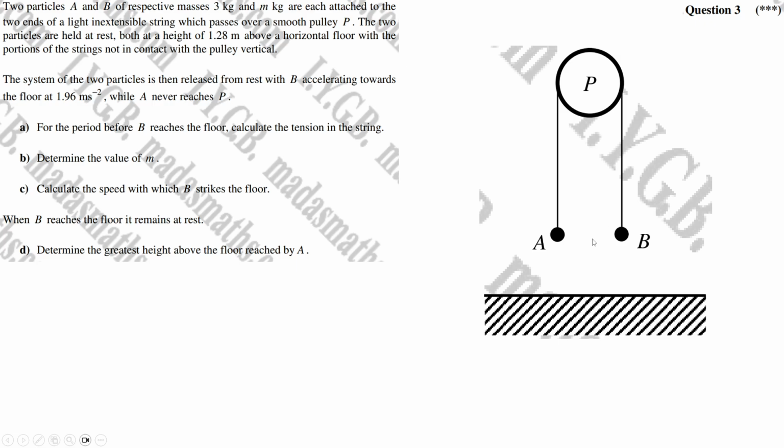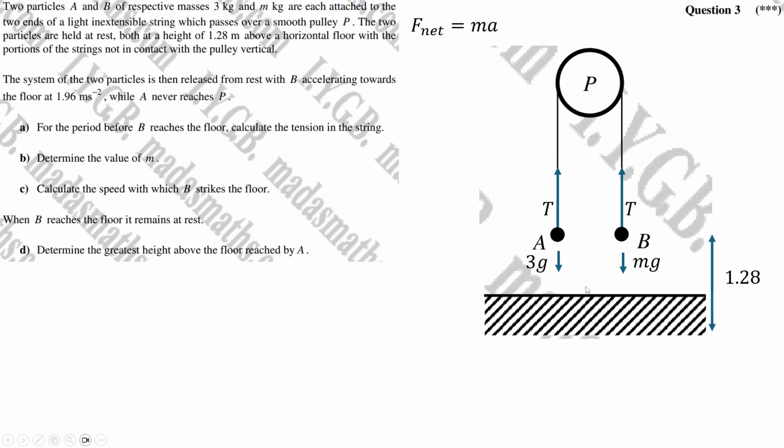Two particles A and B, so mass is 3 kilograms, m kilograms, so this force acting downwards is 3g, and then this one here is mg. The displacement off the ground is 1.28 meters, and we've got tension in the rope here, which we'll just call T, and B is accelerating towards the ground at 1.96 meters per second squared, while A never reaches P. Okay, that's good. F equals ma, obviously.